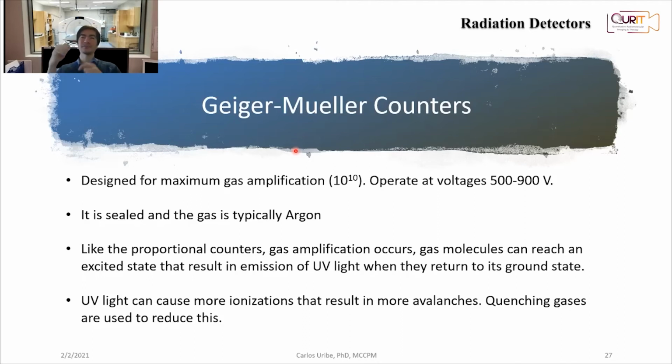In an avalanche, you receive one particle and it gets amplified and amplified through different ionizations. So because this UV light can cause more ionizations, resulting in more avalanches, it can reach a state where it just keeps going. We need to stop those avalanches caused by this UV light. And to do that, we use what are called quenching gases. Quenching gases basically will stop the avalanches.